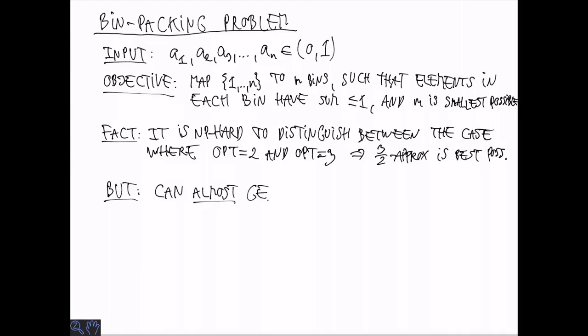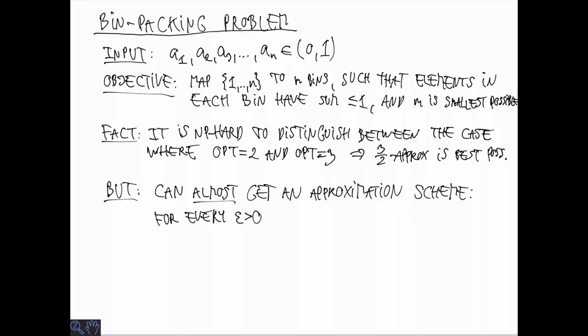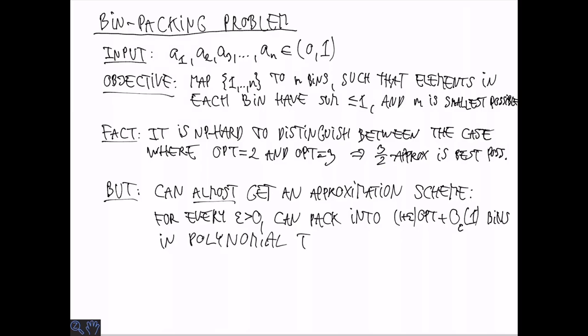But actually, we can almost get an approximation scheme in the following sense. For every epsilon larger than 0, we can pack into a number of bins which is 1 plus epsilon times the opt plus a constant that depends on epsilon. And we can do this in polynomial time.